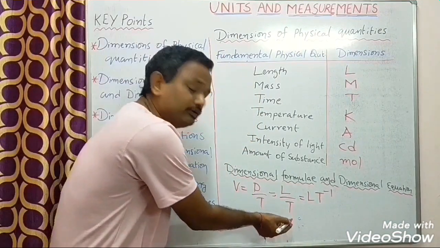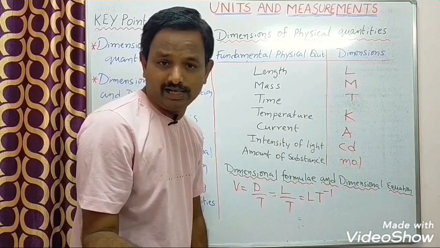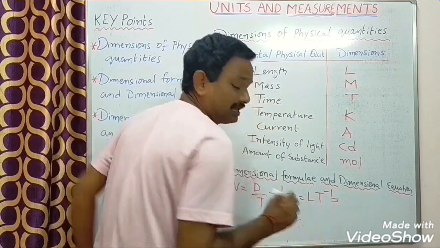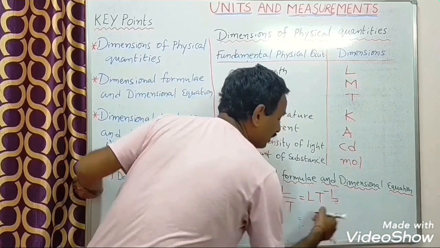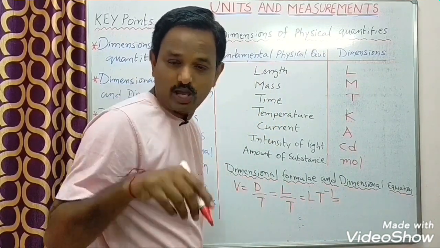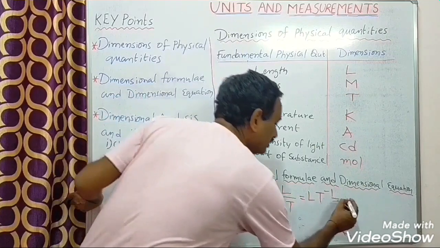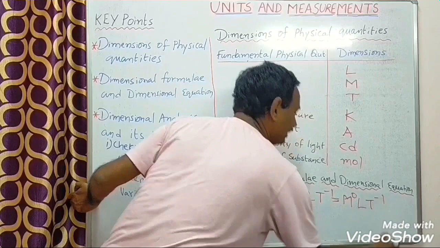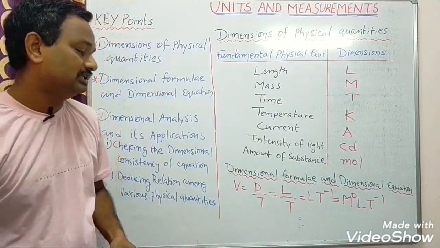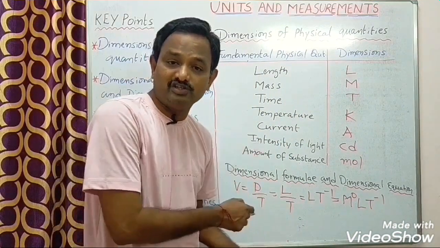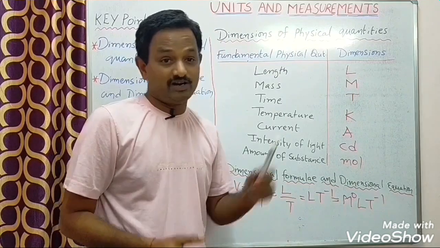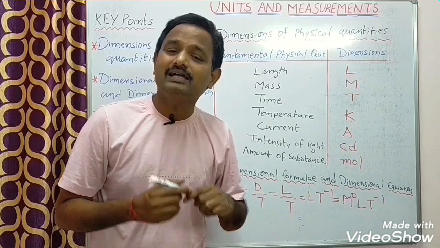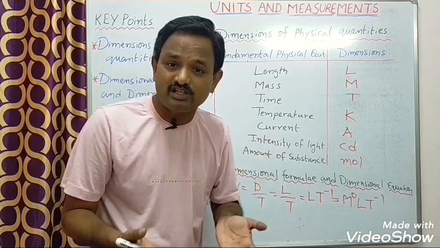If I move T to the numerator, we will get T power minus 1. So, I can write in terms of M, L and T. How? M is not there, but I can write M power 0. M power 0 means 1. So, M power 0, L, T power minus 1. So, I got the dimensional formula for velocity by using fundamental physical quantities dimensions. Like that I can derive other physical quantities.